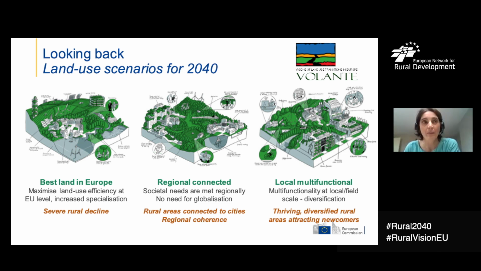It was about maximizing land use efficiency at the EU level, which included quite a range of specialization of territories. The second one was regional connected, where societal needs are met at regional level, so with globalization playing a lesser role. The third one was local multifunctional, where multifunctionality is achieved at local or even field scale. So at local level, we try to meet the needs of people locally.